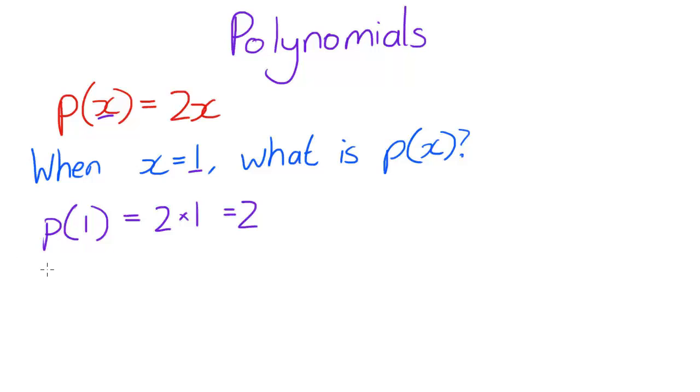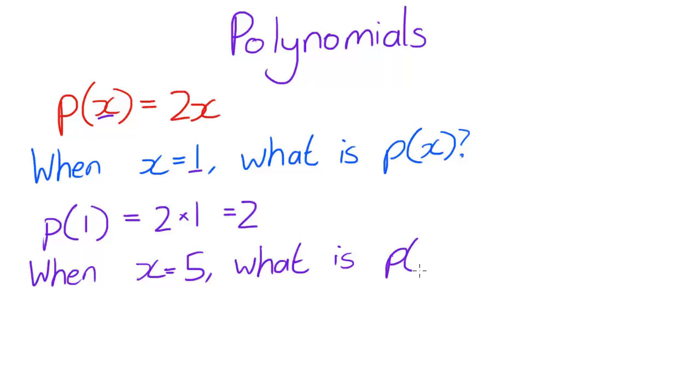We can try it with another number. We can say when x is equal to 5, then what is p of x? So then we do exactly the same. We say p of 5 is going to be equal to 2 times by 5, which is equal to 10.